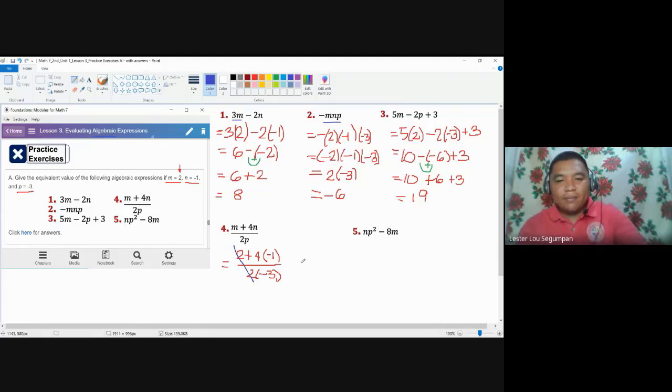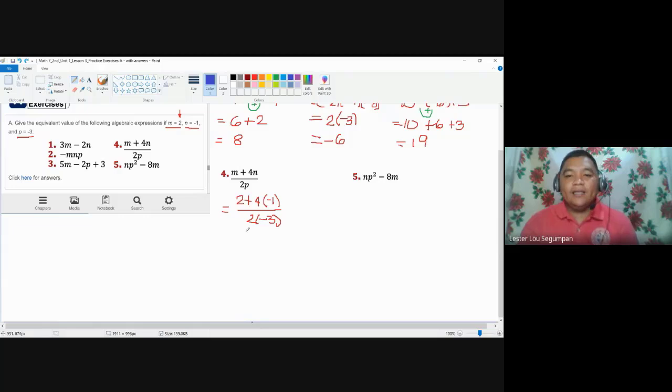What is the better thing you can do here is to simplify first the numerator and then simplify the denominator and simplify the whole expression later on. So let's start with the numerator. Numerator becomes 2 plus 4 times negative 1, which is negative 4. And the denominator becomes negative 6. And then the numerator, 2 plus negative 4, basic addition of integers, you'll have negative 2 all over negative 6.